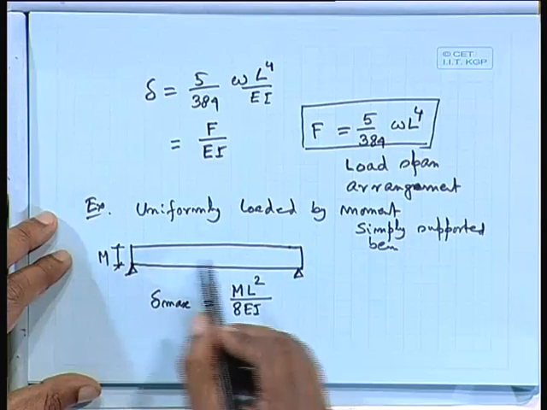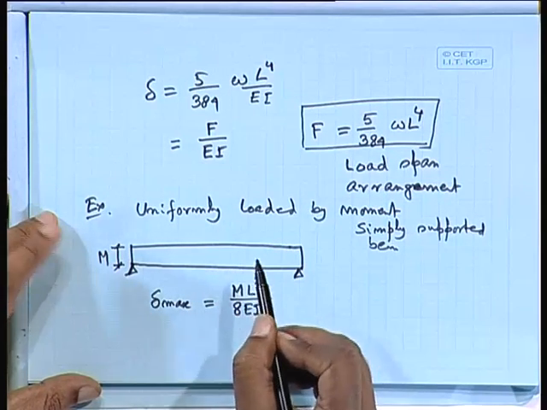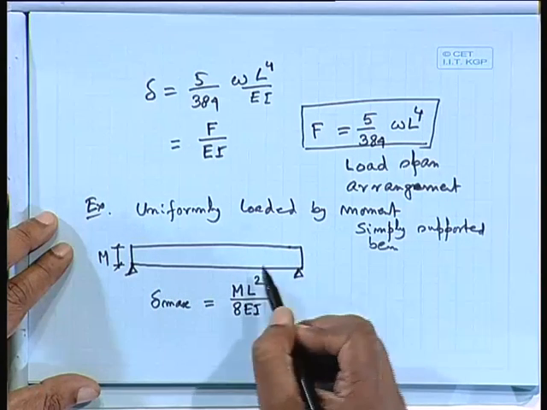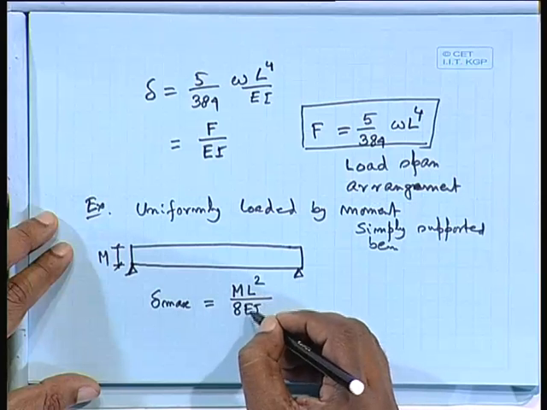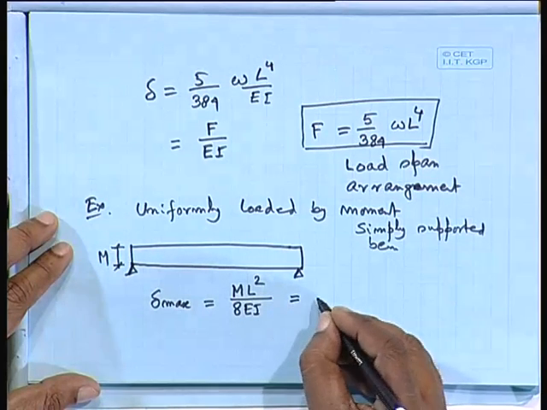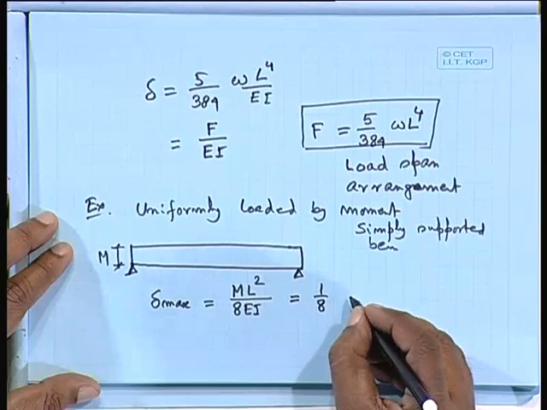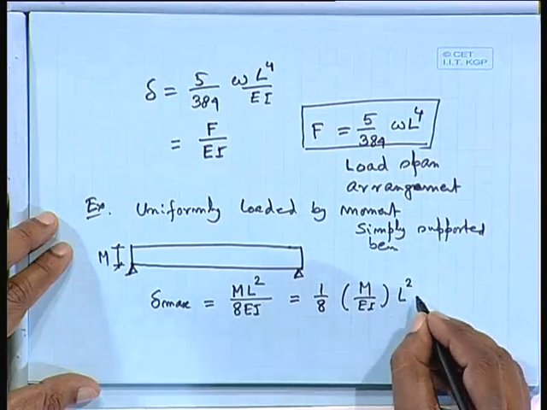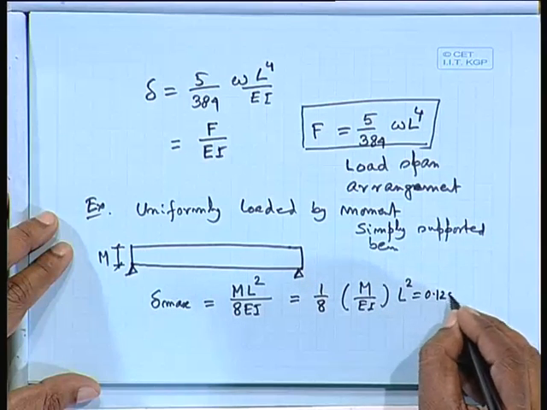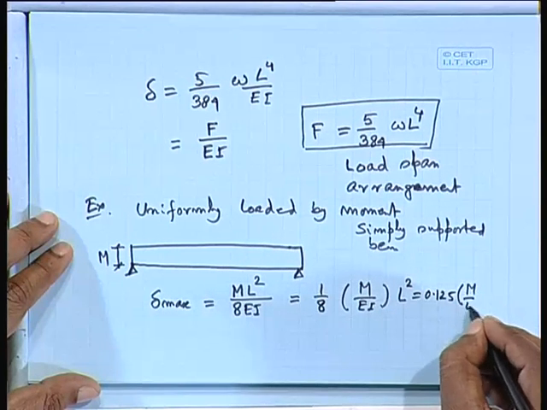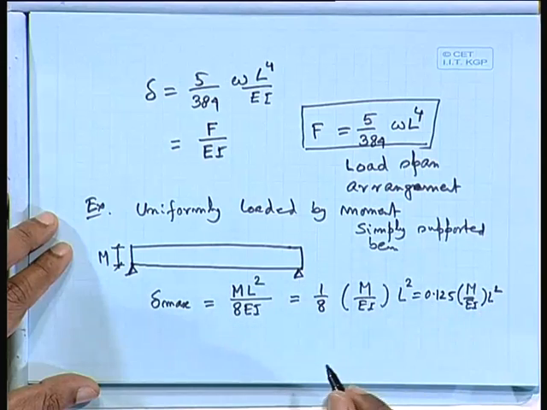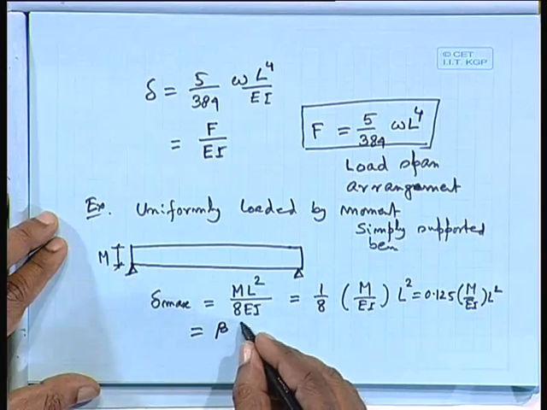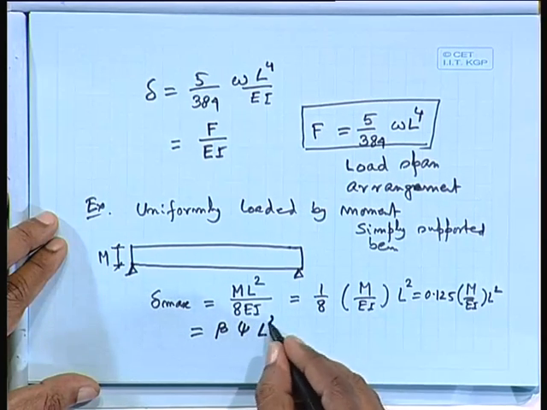We can also find this using the moment area theorem, if you know it; otherwise you can do it another way. So delta max equal to M L square by 8 EI. We can write it as 1 by 8 times M by EI times L square, which is 0.125 M by EI times L square. In another way, we write this equation as beta times psi times L square.